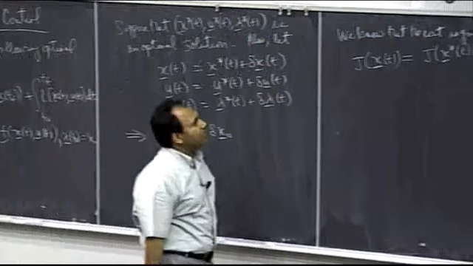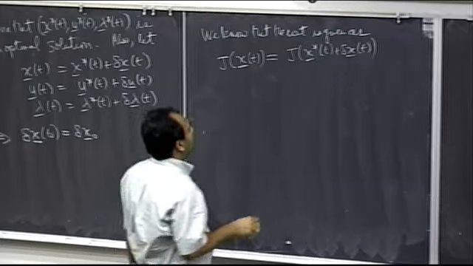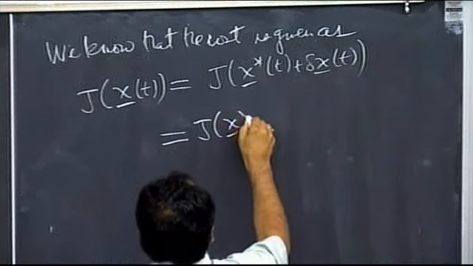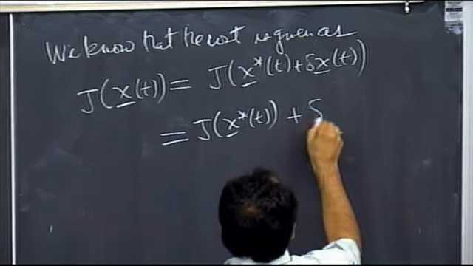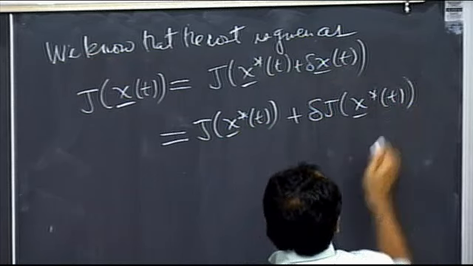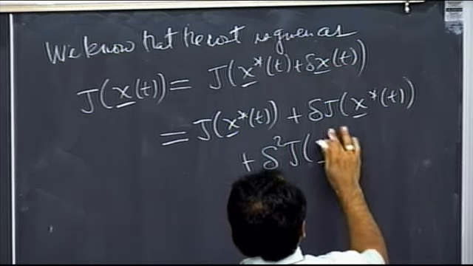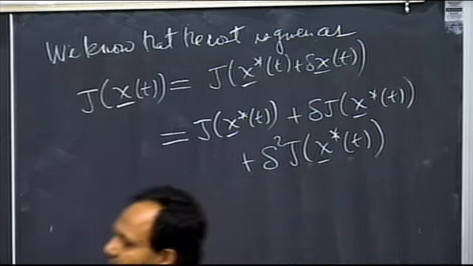So what I'm going to do now, though, is I'm not going to hold this to just first order. I'm going to hold it to second order. So I know that this is equal to J of x star of t plus the variation in J of x star of t, and then plus the second variation, x star of t. Now, I'll define what these things are in just a minute.